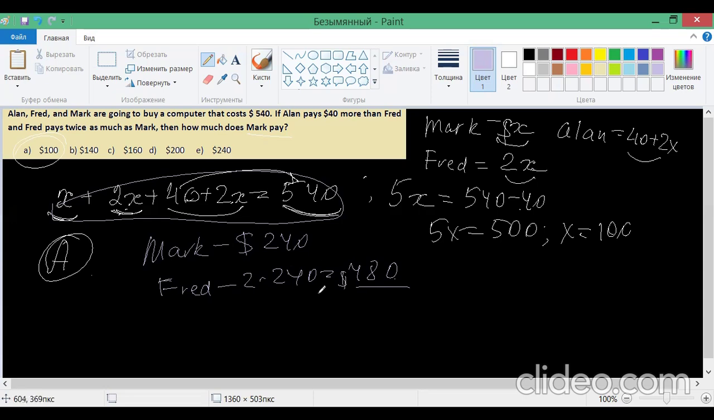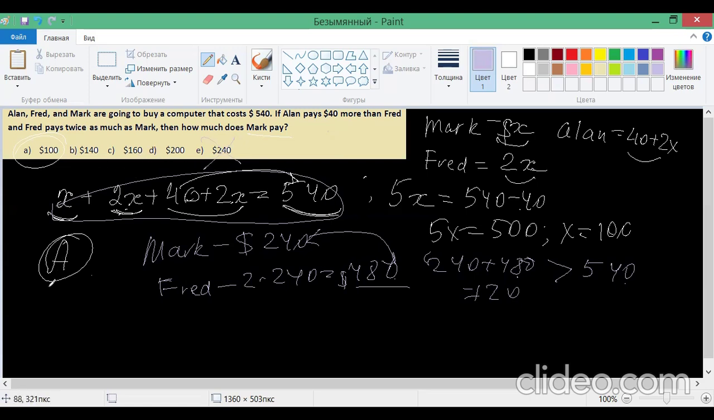But in this case, if we add these two numbers, 240 plus 480, that'll be more than 540. Yes, it's 720. And it's not logical, because in this case, Alan's money is not needed at all, because this amount of money of these two guys is more than enough to buy the computer. But we know for sure that Alan also gives his money. For that reason, this option should be eliminated now, or excluded, or crossed out.